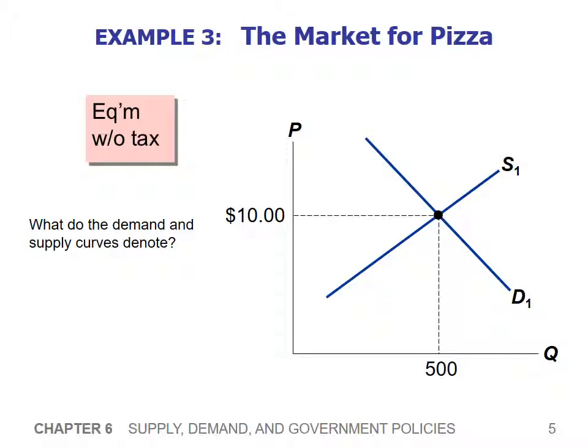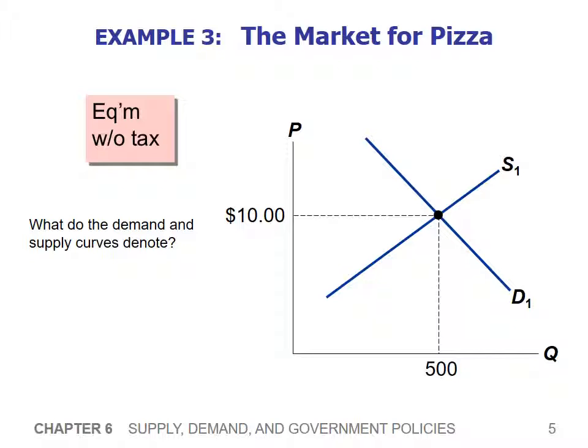To study the impact of taxation on market outcomes, let's take the market for pizza. D1 and S1 are the initial demand and supply curves. In the absence of any government intervention, the equilibrium price of pizzas will be $10, and the equilibrium quantity of pizzas consumed and sold will be 500. Now, apart from the usual definition of demand and supply curves we encountered in Chapter 4, there is another way of looking at these curves.